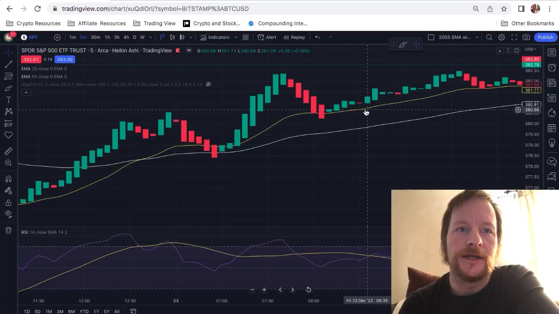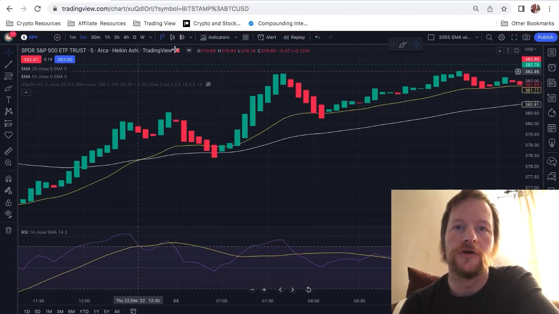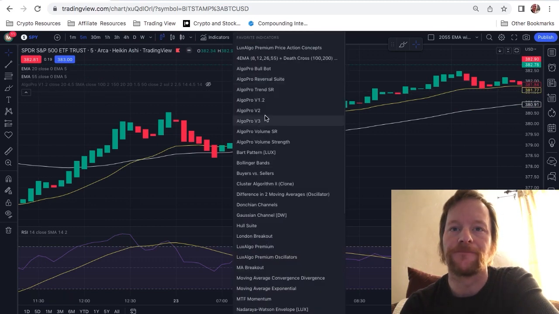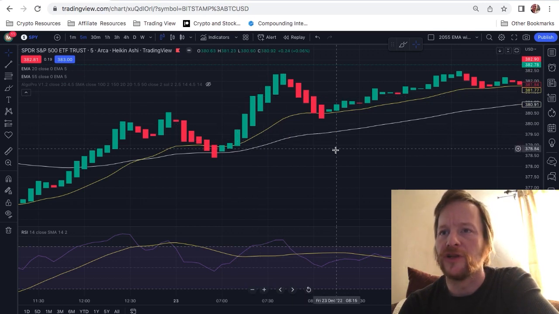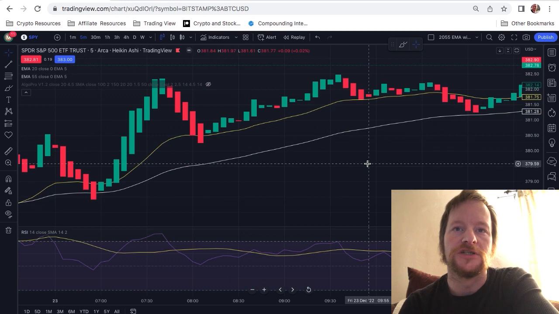So like I said, it helps to have the paid indicator or not. The Algo Pro gives you, well, the one I use is the version 1.2, but they also give you the version 2, version 3, volume strength, some other ones as well. But I'm not going to really go into the indicator. I just want to go into the strategy. Now I'm going to be using the stock market as an example today.